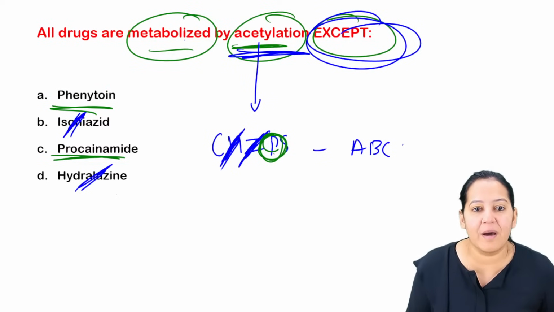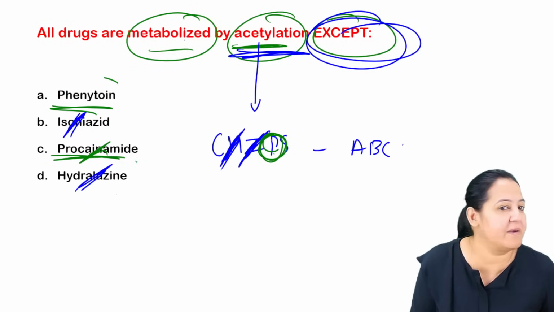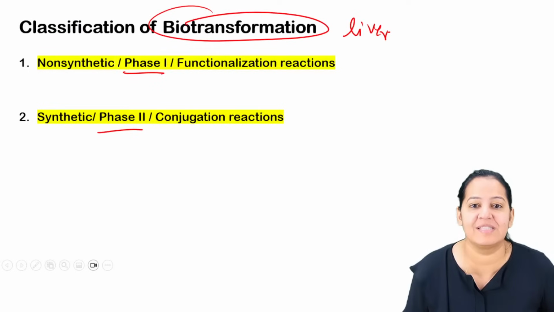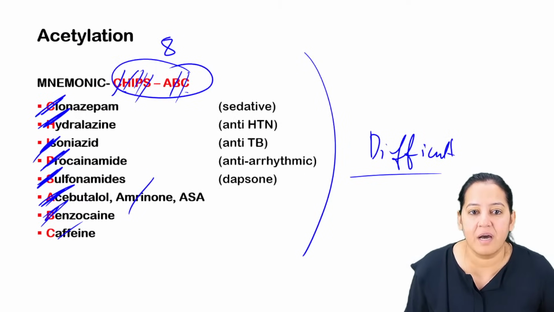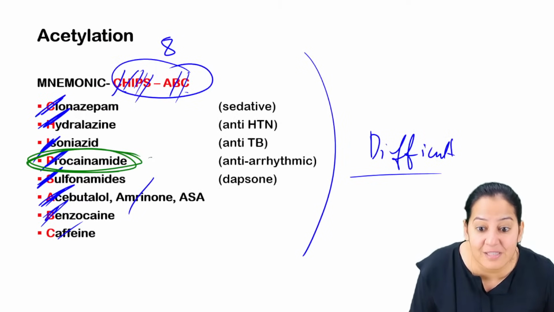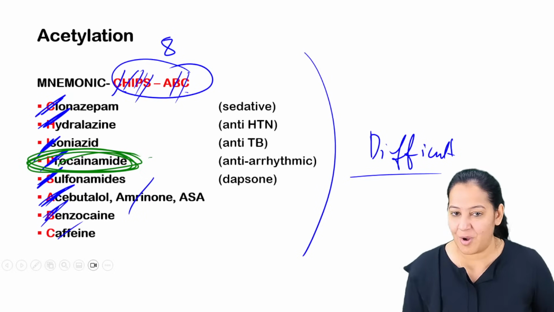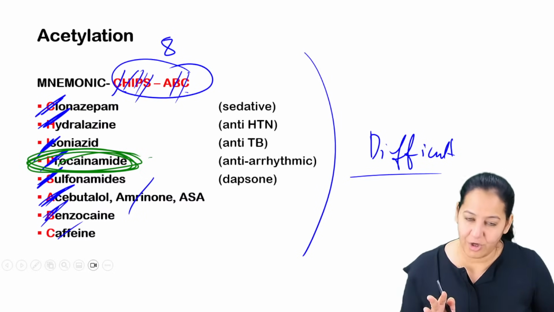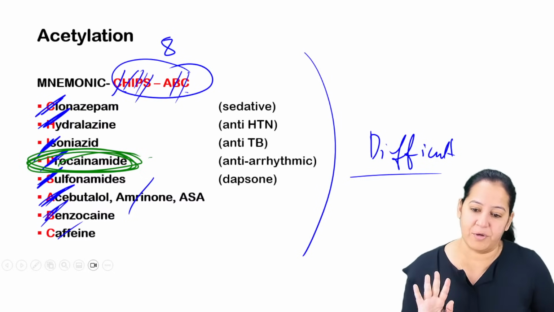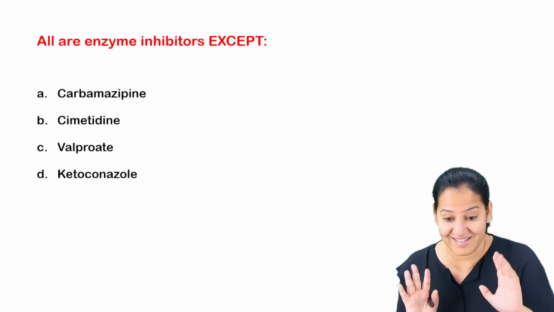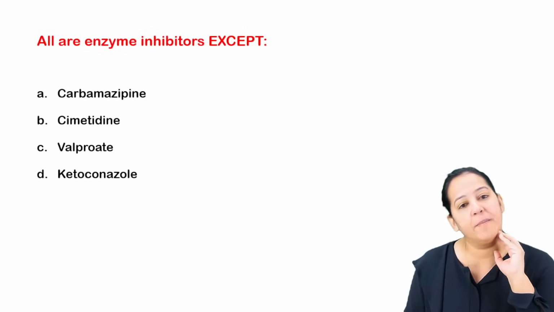So P is procainamide. This P is procainamide, but phenytoin is not coming in this mnemonic. Now P is procainamide. It is not phenytoin. So that's why my answer is phenytoin. I hope you can make it out now. So learning the mnemonic is good, but seeing the full form multiple times is important. It's better if you can understand and learn the full form. Okay, so coming to the next question.